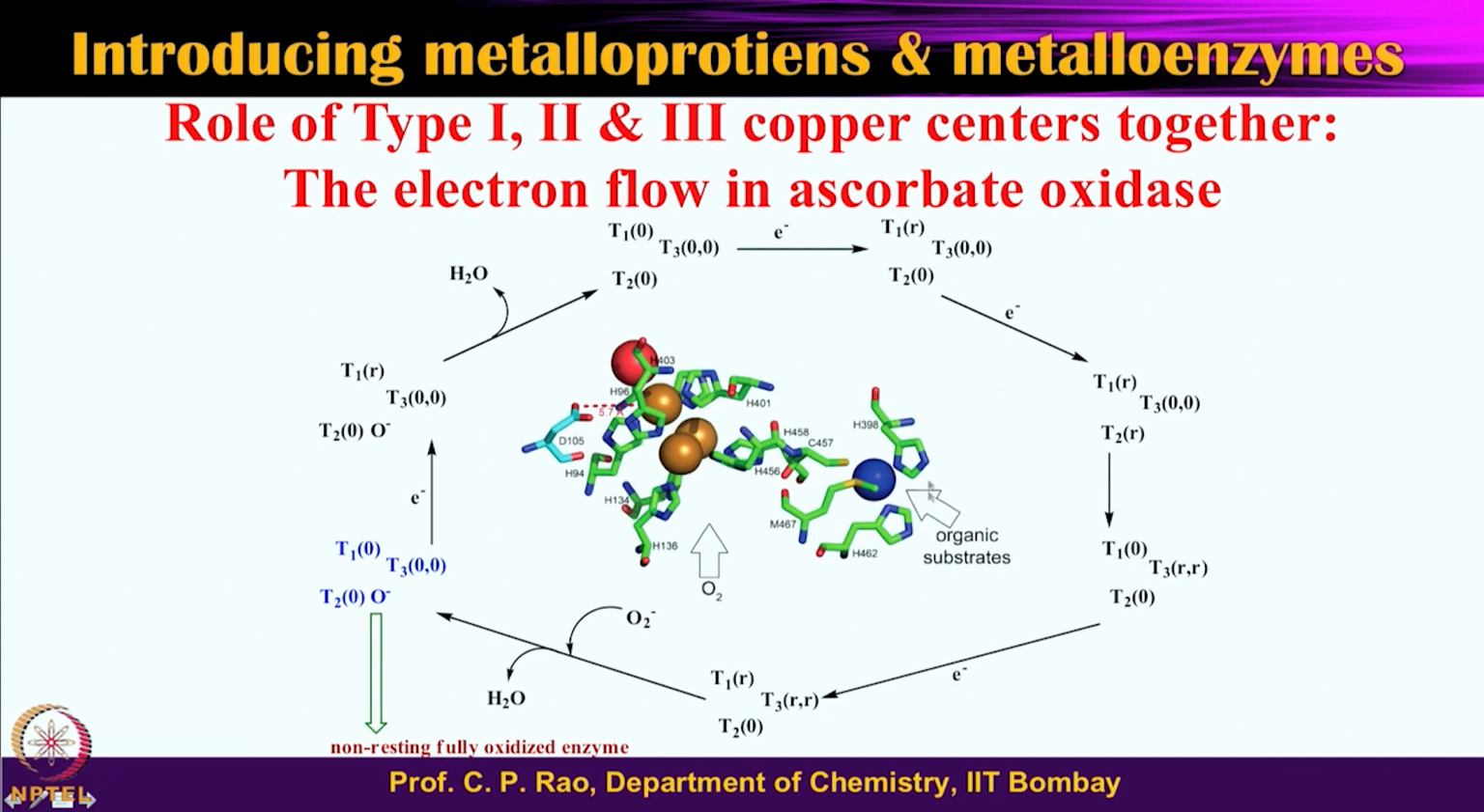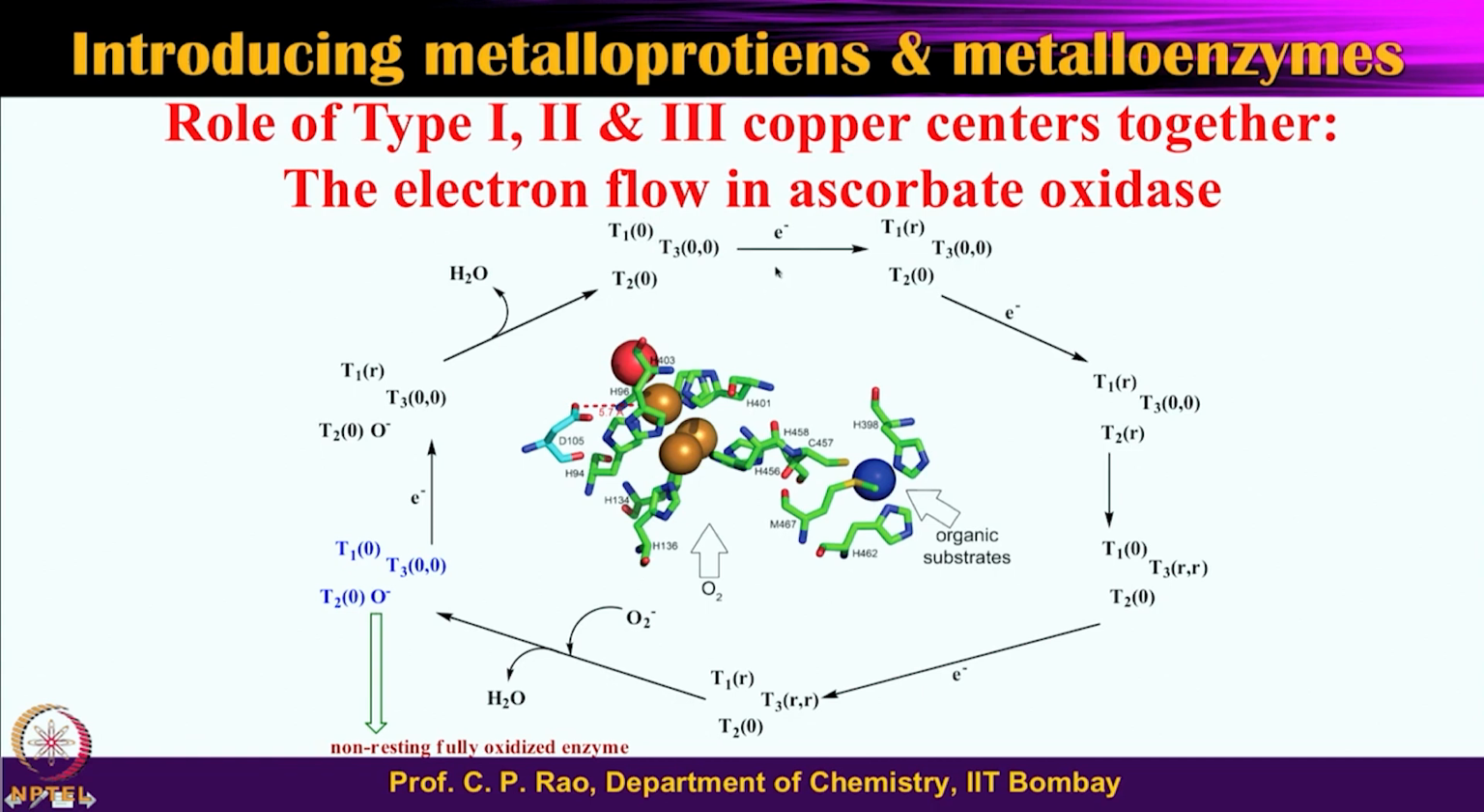Now, let us look at the sequence of the electron transfers in this. Let us call type 1 as T1, type 2 as T2 and type 3 as T3, and in the bracket some value is shown. For example, here 0 is to be taken not as zero, but as oxidized. So, T2 oxidized, T3 oxidized. So, all the 4 coppers are in the oxidized state.